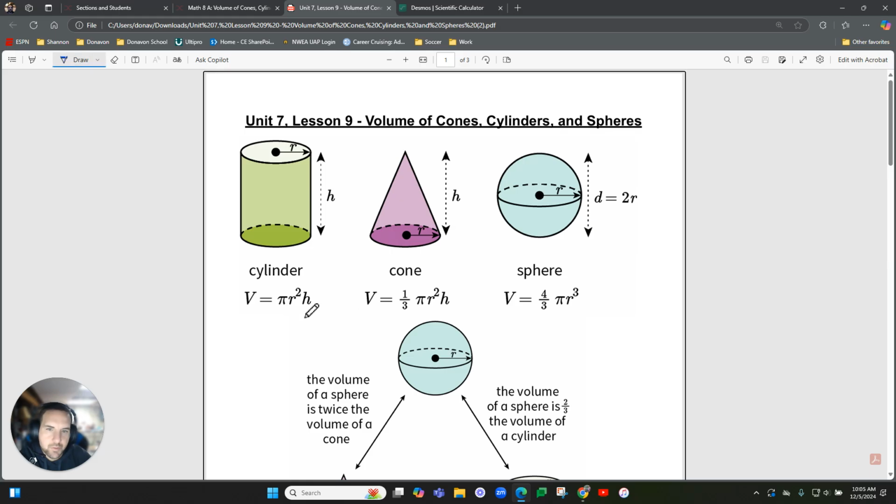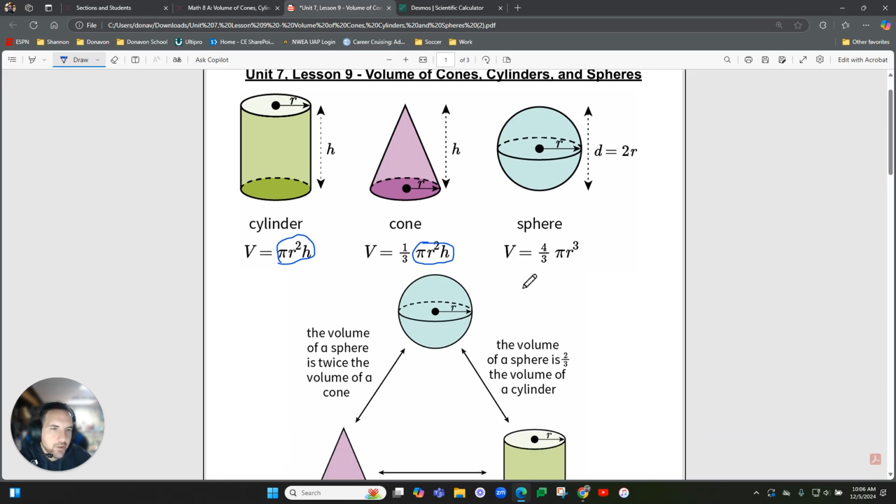One of the things you'll notice is if you look at these formulas, so I should use my draw tool. If you look at this formula and this formula, notice that the only difference between a cone and a cylinder is that a cone has this 1/3 out front. So if you have a cone and a cylinder that are the exact same height and the same radius, then the only difference between the two is a cone has 1/3 of the volume. Okay, so that is the relationship there.